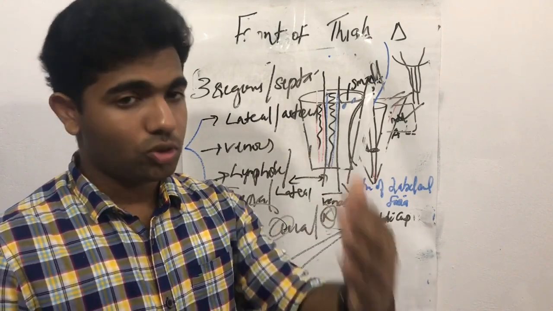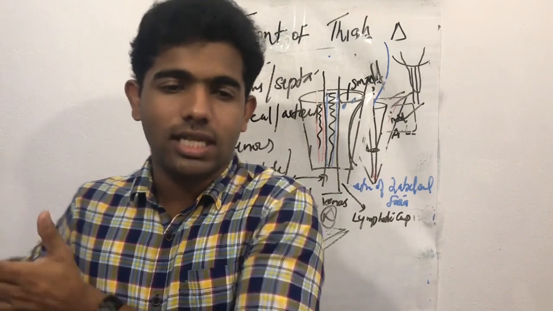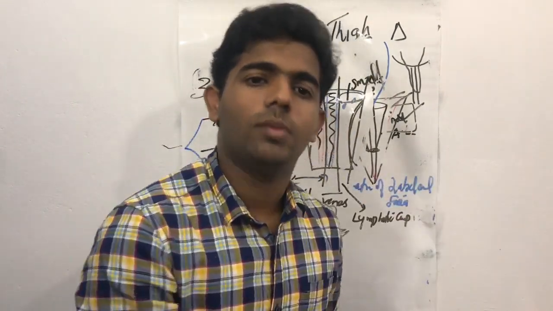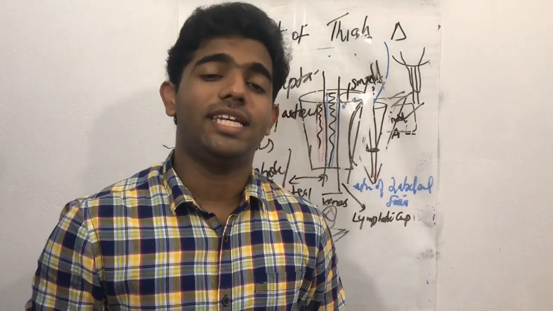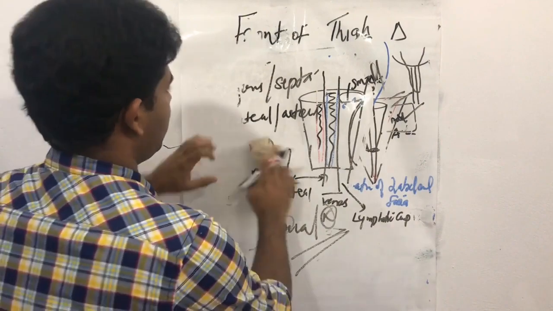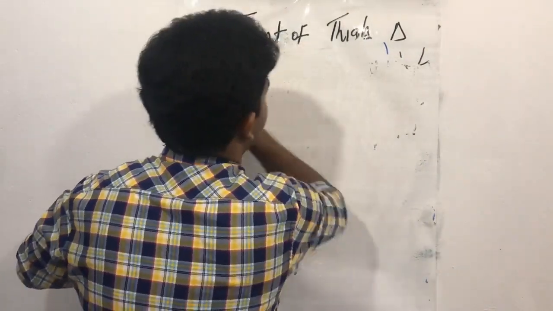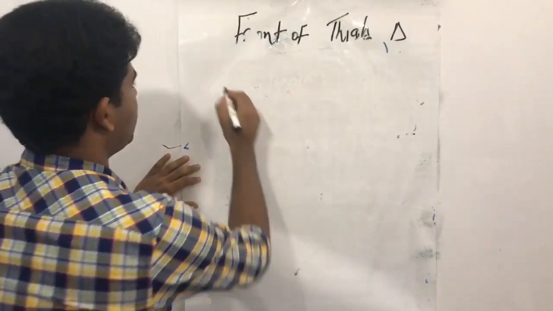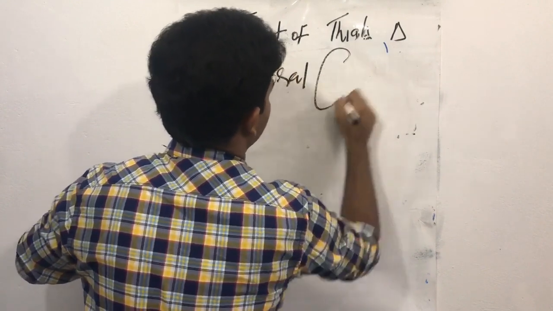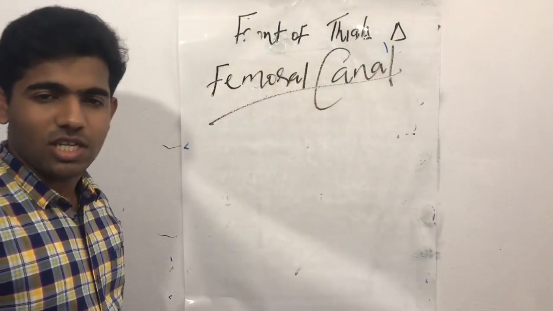Now it is divided into three compartments by septa: the lateral compartment or arterial compartment, the venous compartment, and the lymphatic compartment, and that lymphatic compartment is known as the femoral canal. So next our discussion is on the femoral canal. Everything is important here.